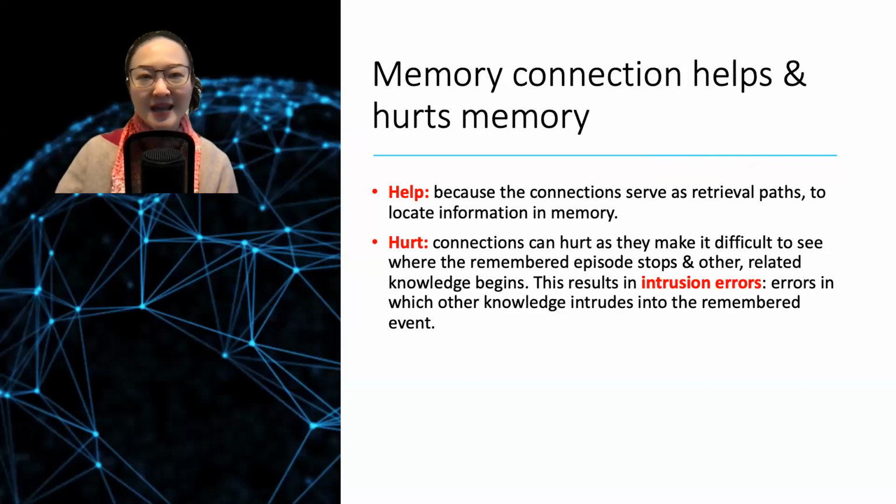Memory connection helps and hurts memory. How can memory connection help you? It helps because the connections serve as retrieval paths to locate information in memory. At the same time, memory connection can also hurt you because they make it difficult to see where the remembered episode stops and other related knowledge begins. This results in intrusion errors, errors in which other knowledge intrudes into the remembered event.